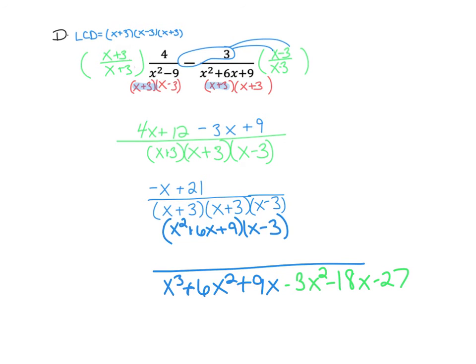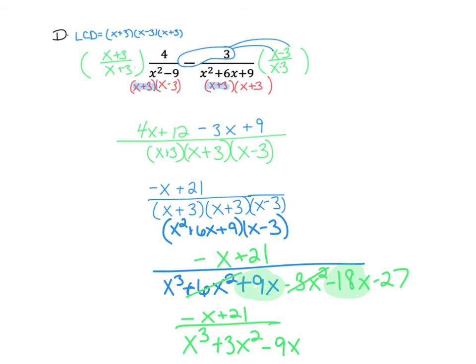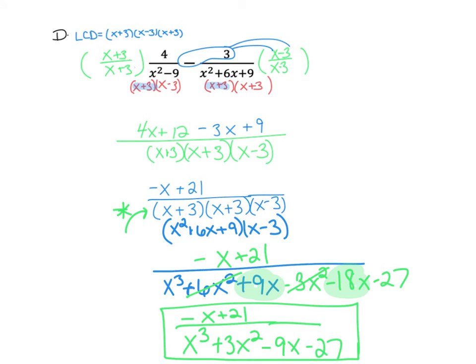And I combine all my like terms, just recopy my numerator, to get negative x plus 21 up top, and the bottom would be x cubed, and then I have a 6x squared minus 3x squared, which would be plus 3x squared. Now I have a 9x and a negative 18x, which would be minus 9x, and then minus 27. So this is technically completely simplified. You may just want to ask your facilitator if they're okay with you leaving the denominator in factored form if it's 3 or more terms.